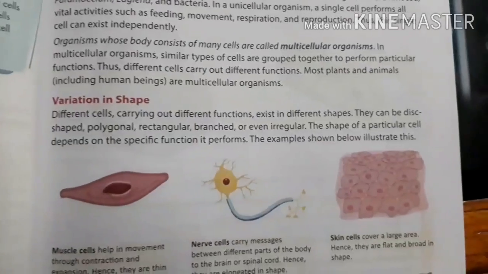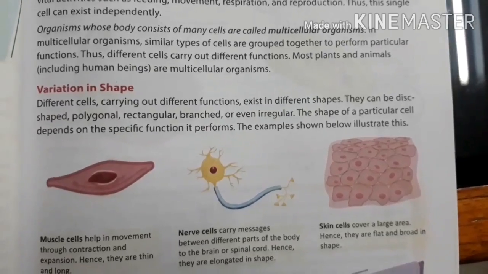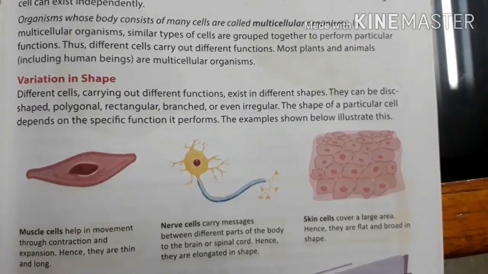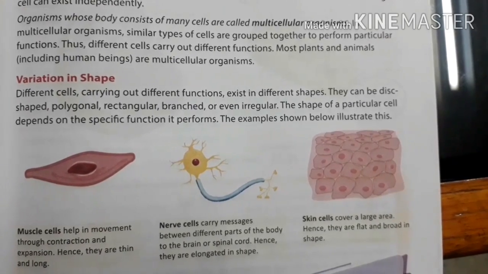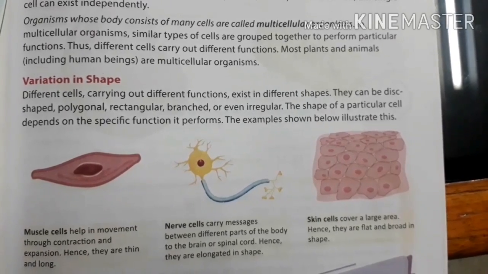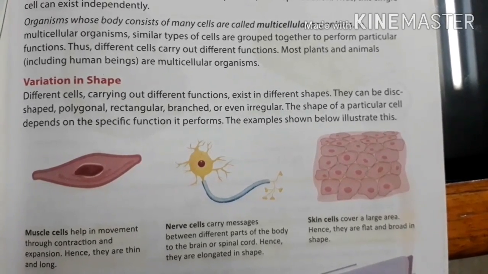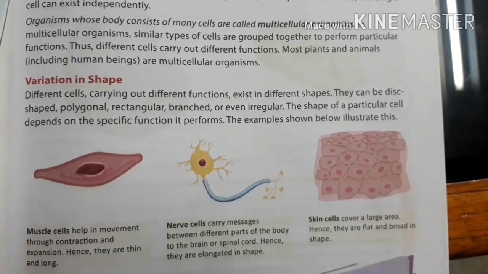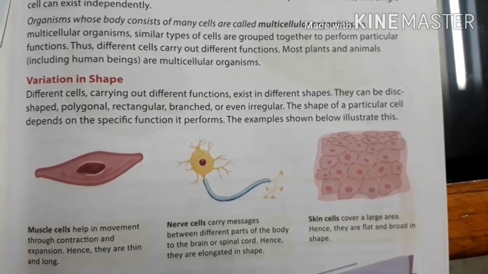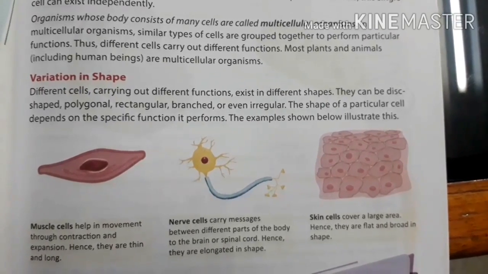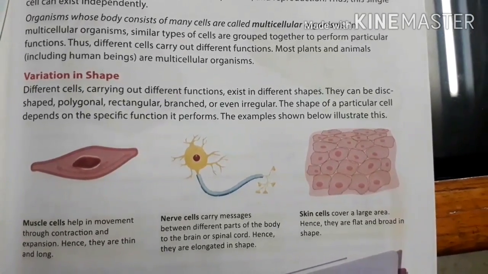Now, variation in shape. Different cells carrying out different functions exist in different shapes. They can be disc shaped, polygonal, rectangular, branched or even irregular. The shape of a particular cell depends on the specific function it performs. Related to its function, the shape of cells will differ from each other. The examples shown below illustrate this.